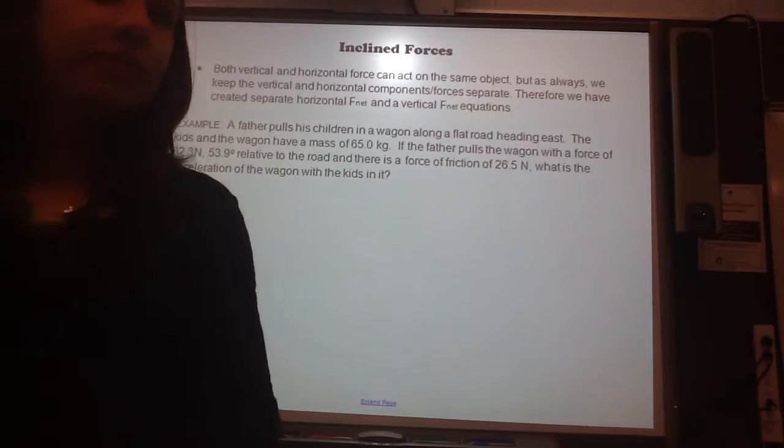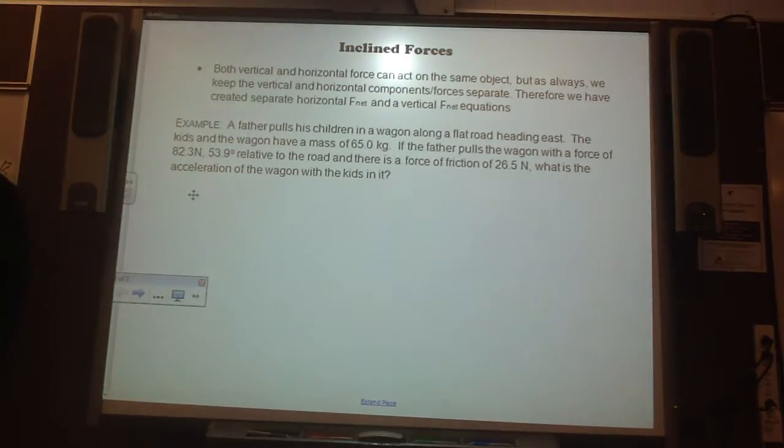All right. Both vertical and horizontal force can act on the same object. But as always, we have to keep the vertical and horizontal components or forces separate. Therefore, we have created separate horizontal F-net and vertical F-net equations.